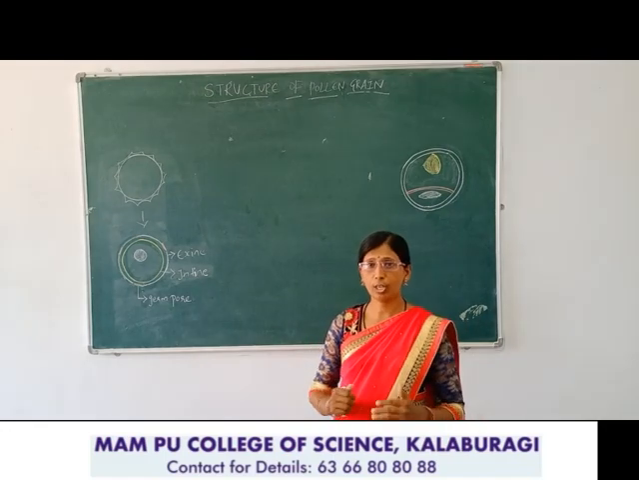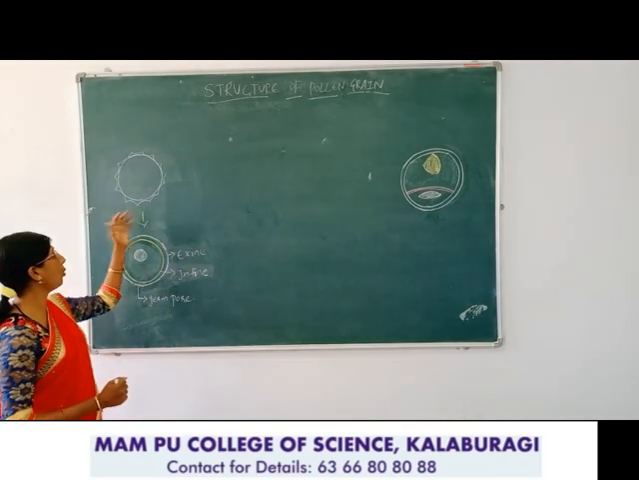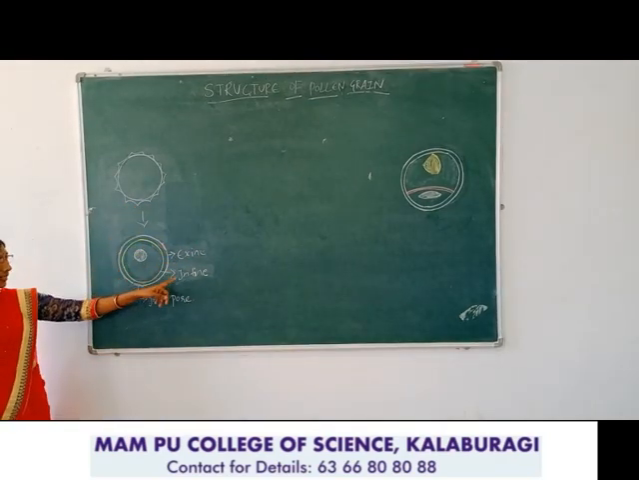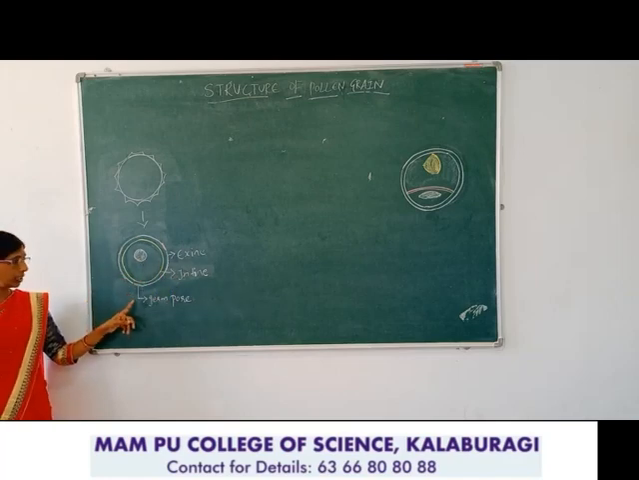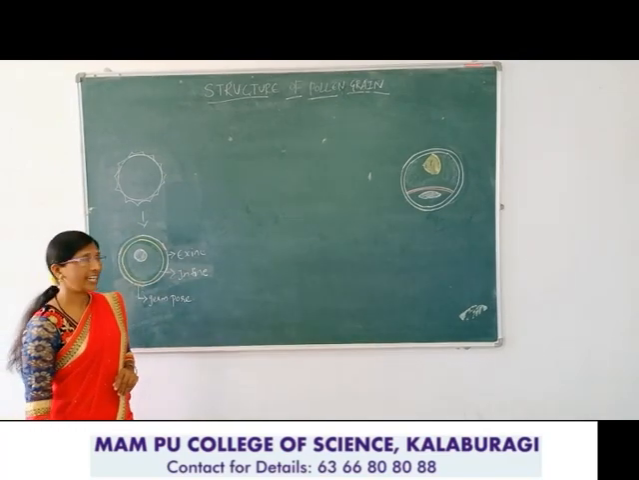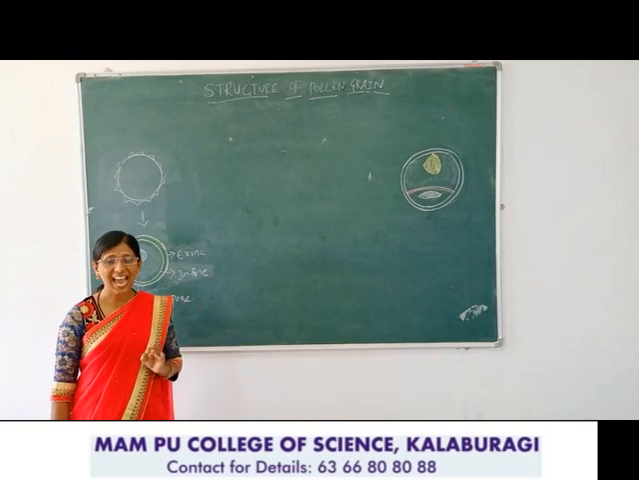Now let us study it in depth. This is the structure of pollen grains. That is the outer covering. This is the exine and intine. In the exine there is a small pore called the germ pore or the exine pore, where the sporopollenin is absent.